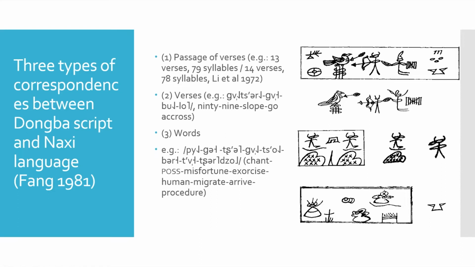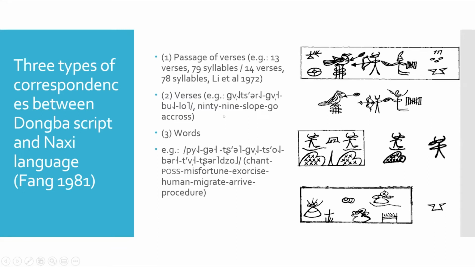This is copied from another version of the same story about the migration of human beings. And from the dictionary compiled by other scholars, Li Lingcang, Zhang Kun, and He Cai, it is read as 14 verses and 78 syllables. These two versions of passages are similar, yet there are slight differences. Therefore, a group of pictographs corresponds to a passage of verses, but not to specific syllables in the language.